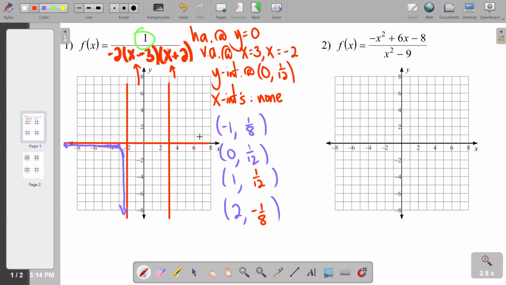And I'm gonna go to -1. So I'm gonna go left 1 and I'm gonna go up just 1/8. So just barely above the x-axis like this. At 0, I'm down even closer to the x-axis. At 1, I'm at 1/12. So I'm still down there like this. And then at 2, I'm at -1/8. So like this.